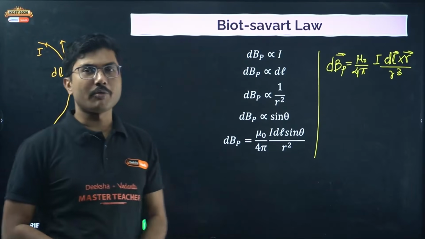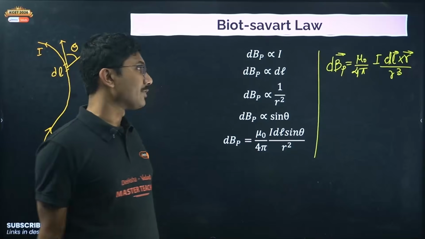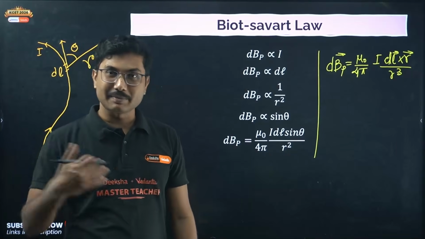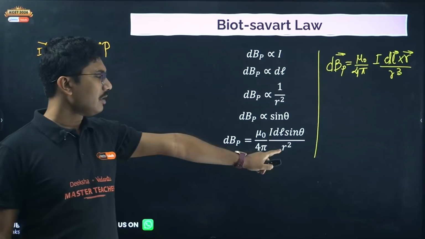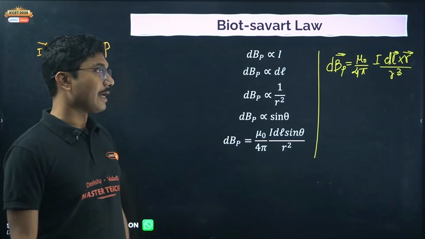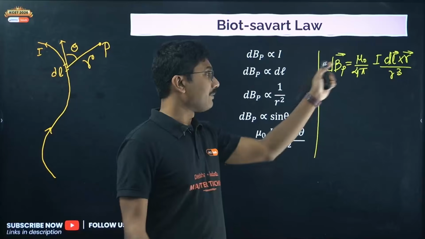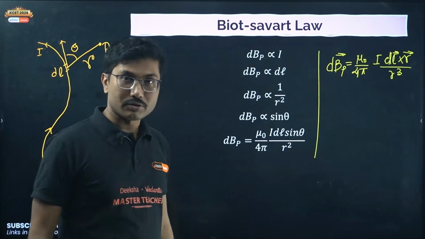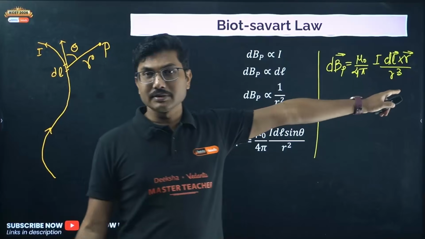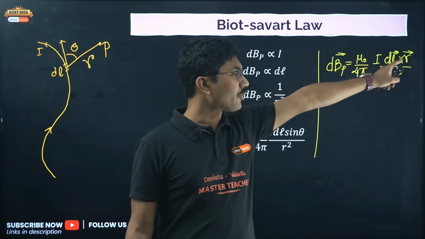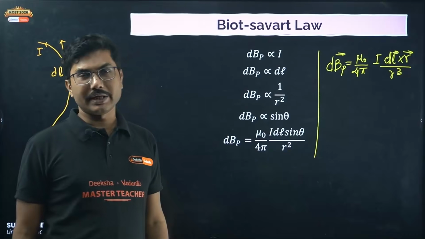The vector form is also important for your PU preparation, because they ask you to write Biot-Savart's law in its vector notation and explain the terms. You just need to write this, and mention what dBp is. The diagram is compulsory, and mentioning everything else is also very important. Remember that in vector notation sine theta is not there, because the cross product is there. The cross product will give you a sine theta when you convert it into scalar form.